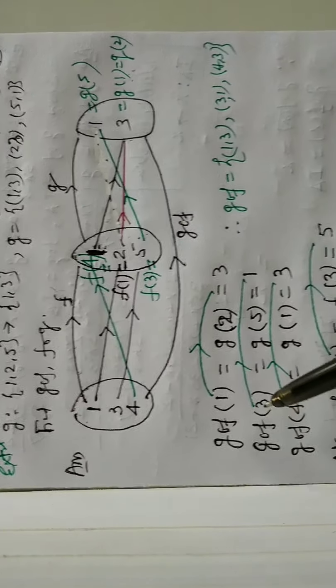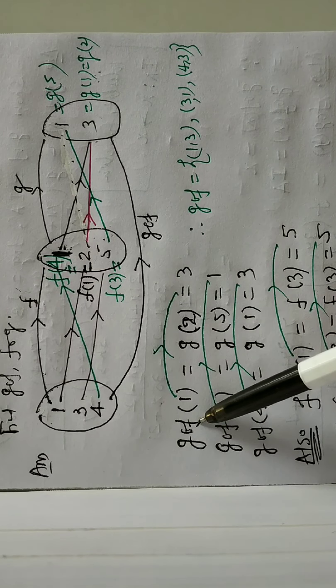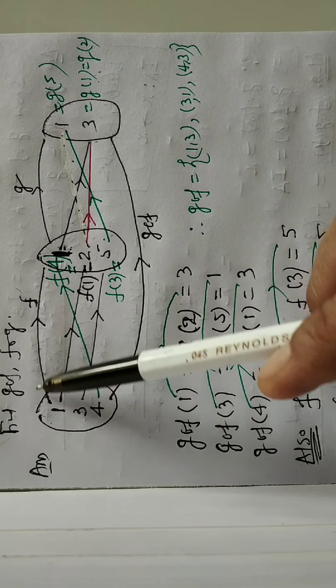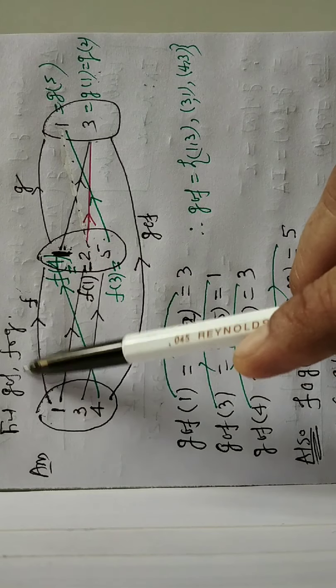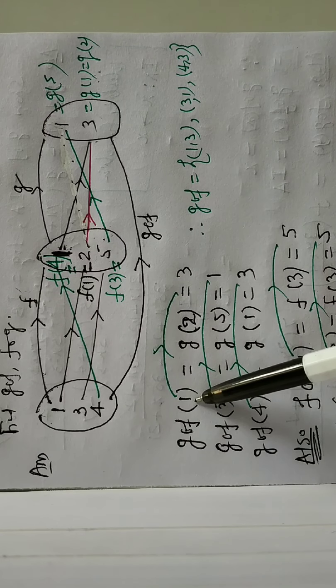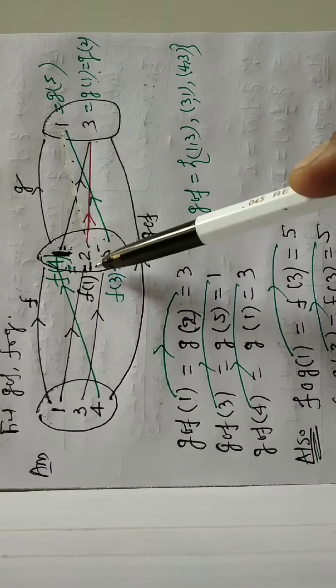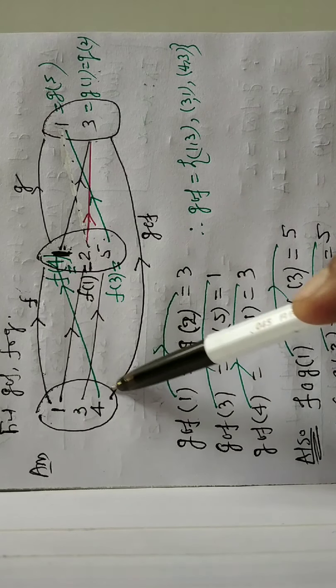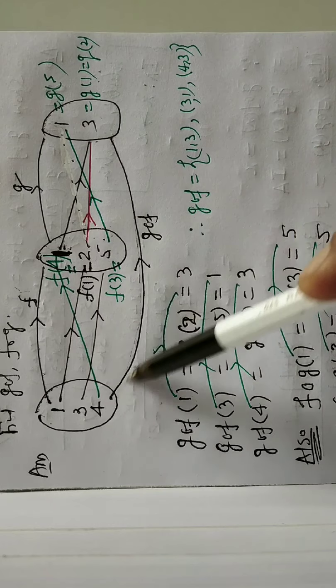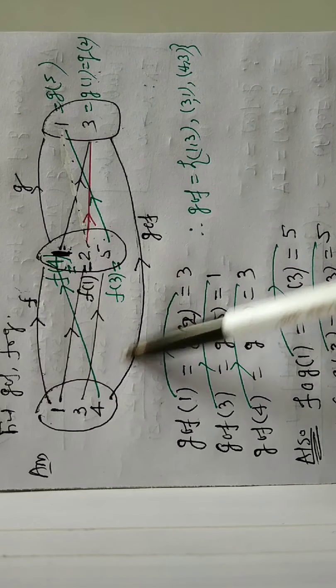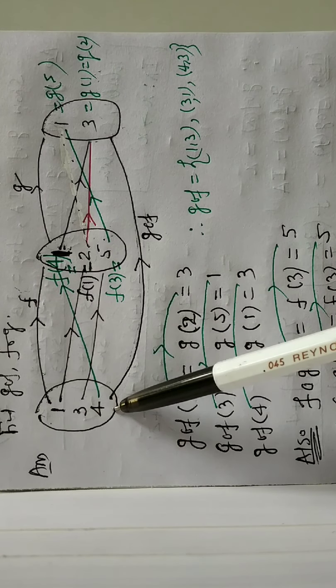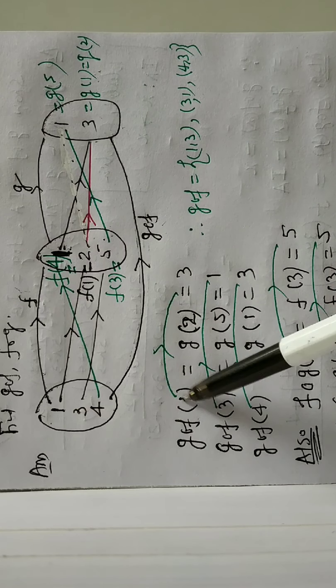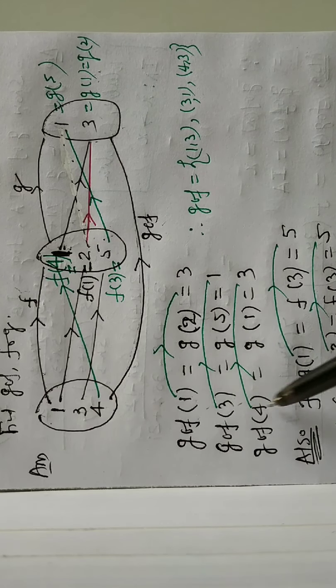Now GOF we have to find out, and FOG. GOF of 1, starting from 1. Since we are getting F1, F3, F4, putting the value of F1, this is directly GOF. Starting GOF for 1, then for 3, then for 4.